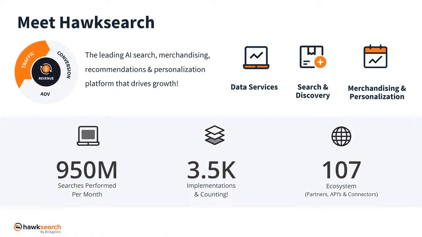For anybody that is new to HawkSearch that's joining us today, this is a very high level overview of what we are and who we are. HawkSearch is a third-party AI search, merchandising, personalization, and recommendation platform. We're handling close to 1 billion searches a month now. We're sitting at around 3,500 implementations, and we have a really massive ecosystem. What I normally mean by ecosystem is partners, SIs, connectors, pre-built APIs. We have a really large scale.